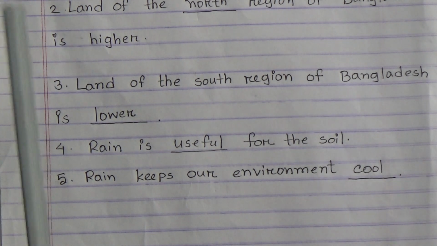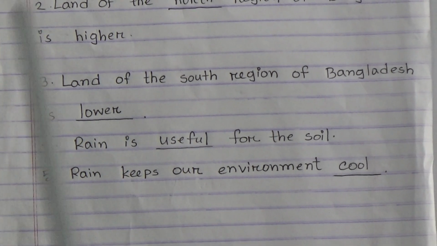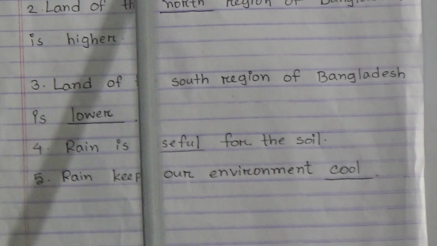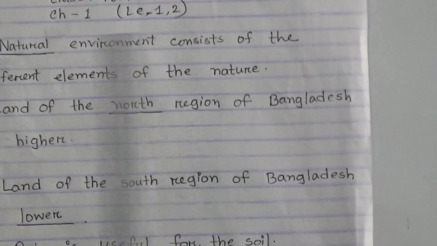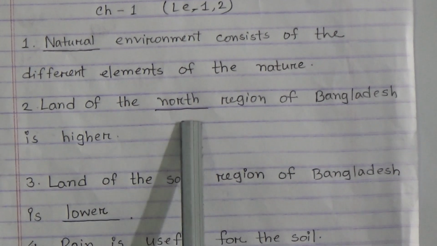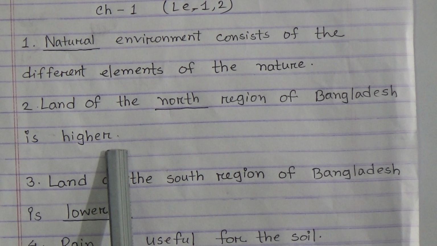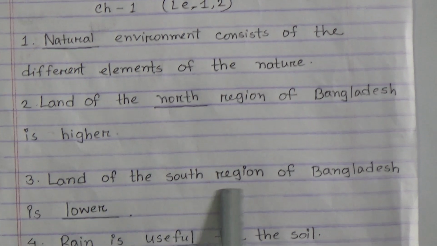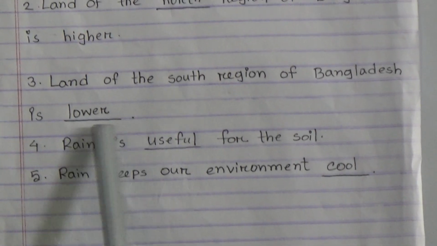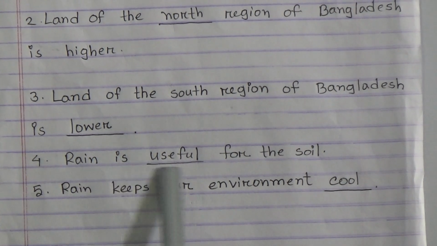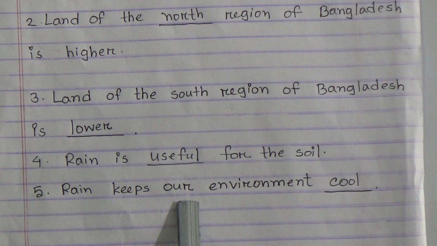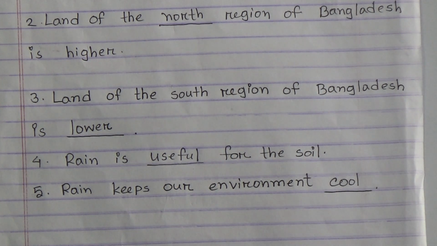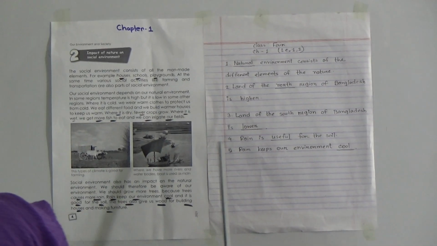I am saying we have 5 fill in the gaps. Number 1, natural environment consists of the different elements of the nature. Number 2, land of the north region of Bangladesh is higher. Number 3, land of the south region of Bangladesh is lower. Number 4, rain is useful for the soil. And number 5, rain keeps our environment cool. So my students, this is our today's topic, reading and fill in the gaps.